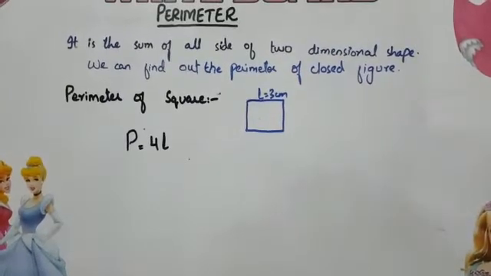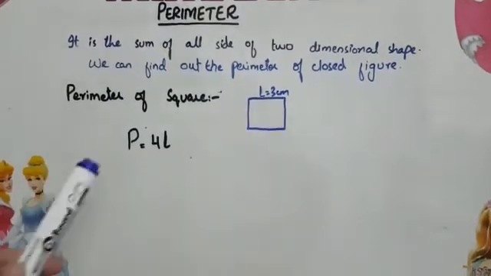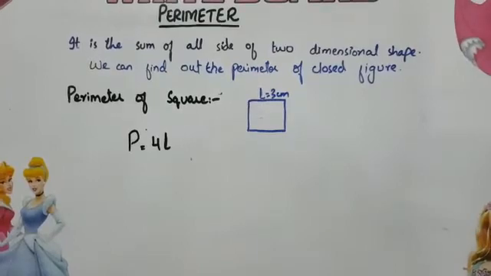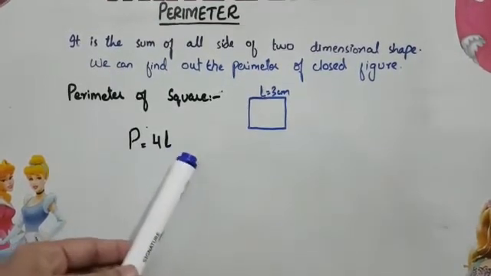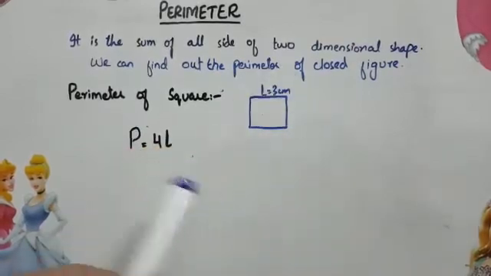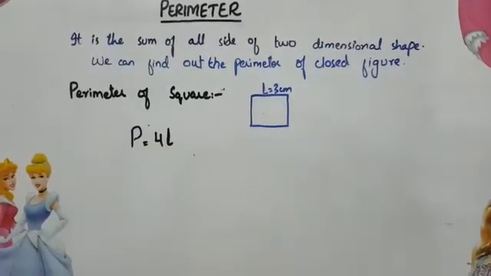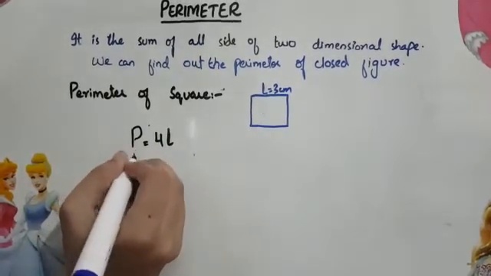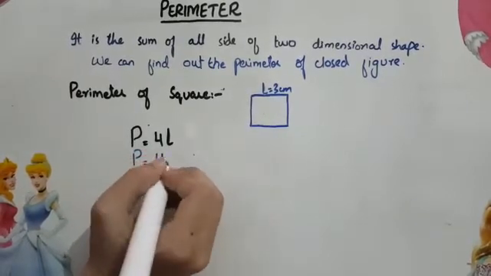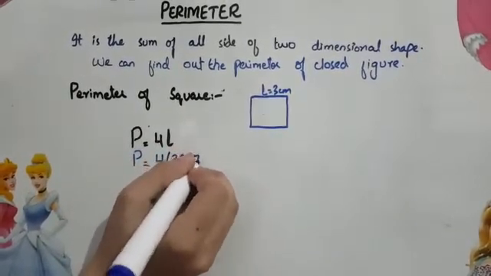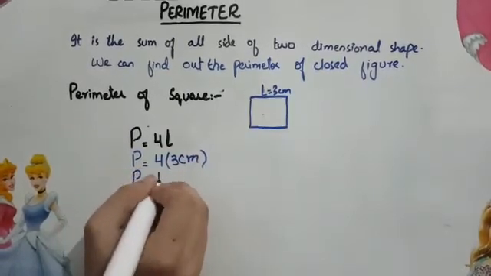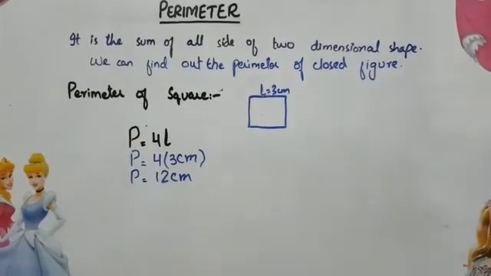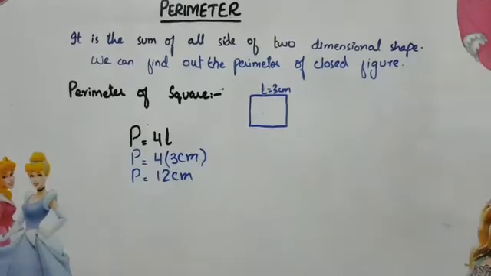Now to find out the perimeter of a square, the formula is perimeter equal to 4L. As we know that each side of a square has the same length. So 4L means the length of 4 equal sides. Now if the length of a square is 3 centimeter, just put the value of length. 4 3s are 12 centimeter, the unit of perimeter. Now the perimeter of this square is 12 centimeter.